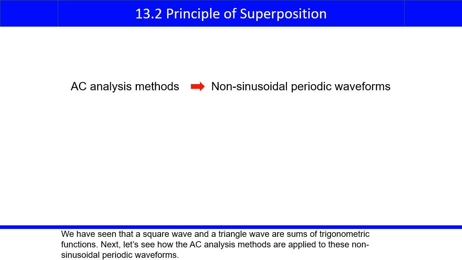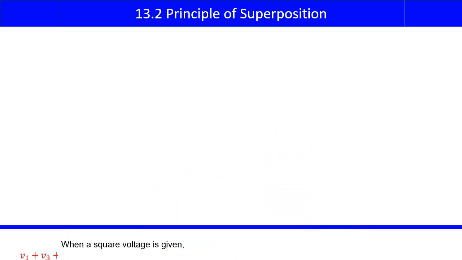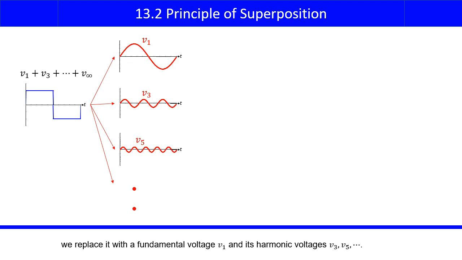We have seen that a square wave and a triangle wave are sums of trigonometric functions. Next, let's see how the AC analysis methods are applied to these non-sinusoidal periodic waveforms. The key idea is the principle of superposition. When a square voltage is given, we replace it with a fundamental voltage V1, and its harmonic voltages V3, V5, and so on.